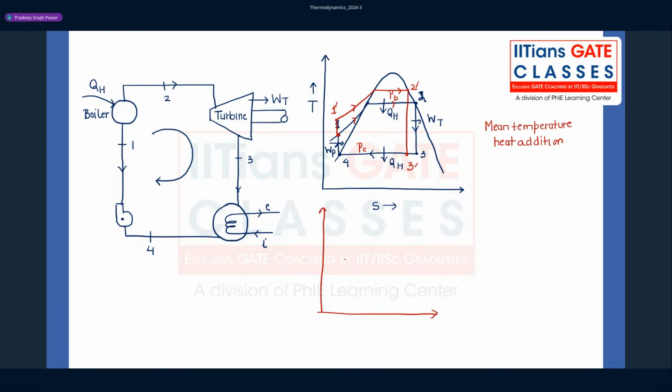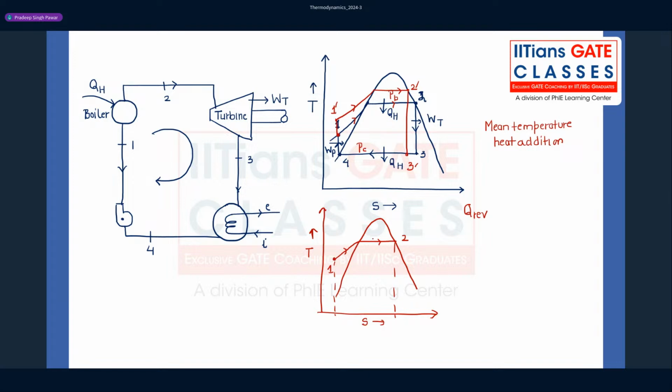Okay, so this is the TS diagram. This is, let us say, process 1 to 2. And we know that in the TS diagram, for a reversible process, the area under the curve gives the total heat transfer in that process. And 1 to 2 is a process which is happening inside the boiler. So total reversible heat transfer, Q reversible, will be the area under the curve.